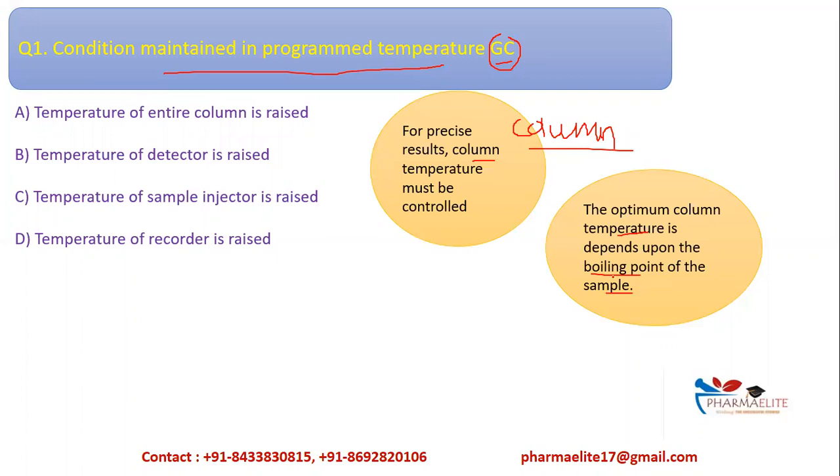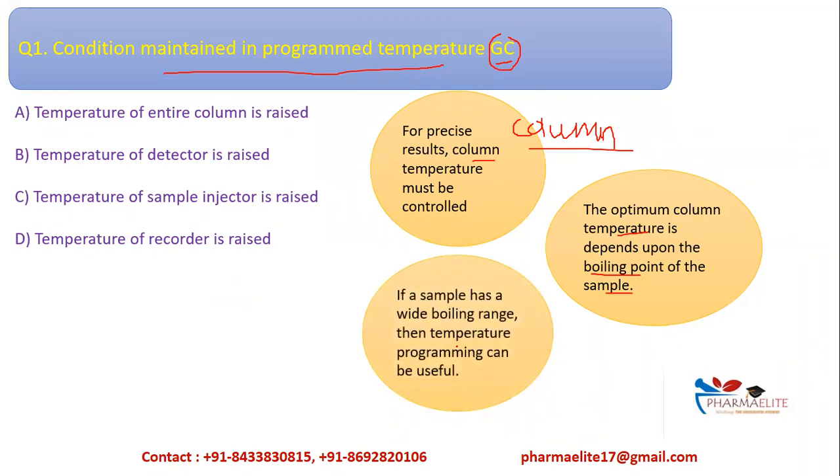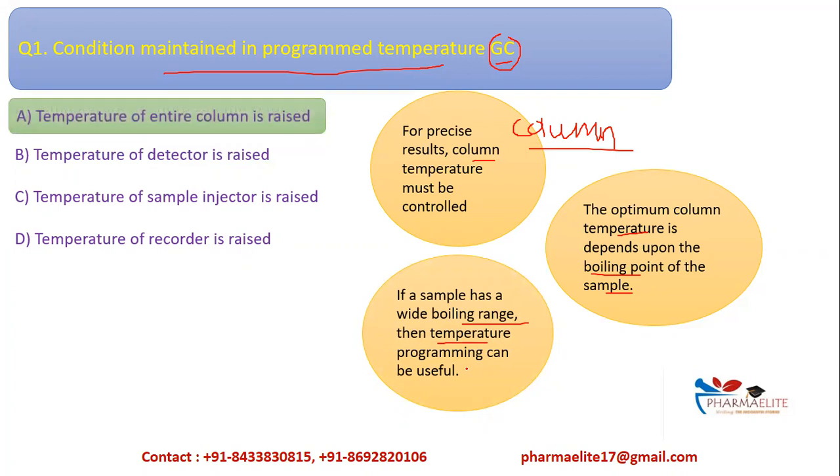That is, what type of sample we are analyzing, what is its boiling point, and the column temperature will depend on that. If the sample has a wide boiling range, then temperature programming can be used. That is, a range of temperature can be useful. Therefore, if the temperature has to be raised in programmed temperature GC, there is no point in raising the temperature of the detector or the sample injector or the recorder, because the column is the one which will control the separation efficiency. Therefore, if temperature has to be raised, it is of the column.